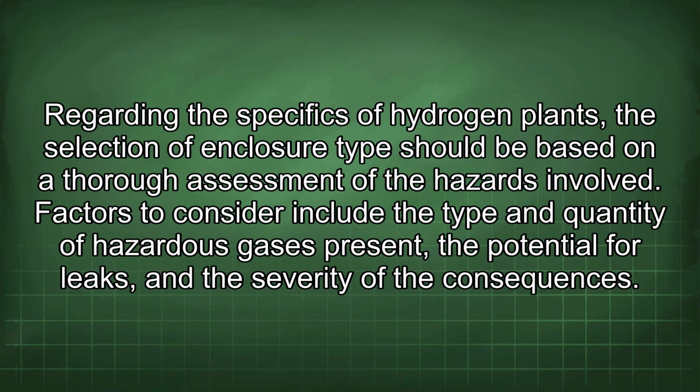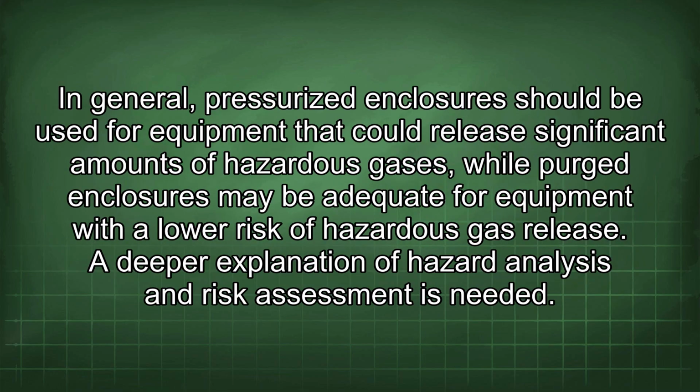Regarding the specifics of hydrogen plants, the selection of enclosure type should be based on a thorough assessment of the hazards involved. Factors to consider include the type and quantity of hazardous gases present, the potential for leaks, and the severity of the consequences. In general, pressurized enclosures should be used for equipment that could release significant amounts of hazardous gases, while purged enclosures may be adequate for equipment with a lower risk of hazardous gas release.